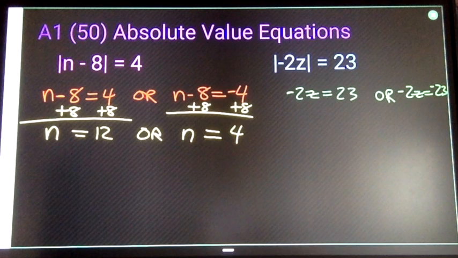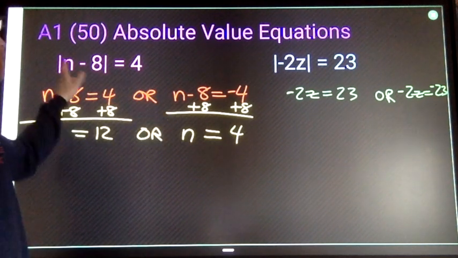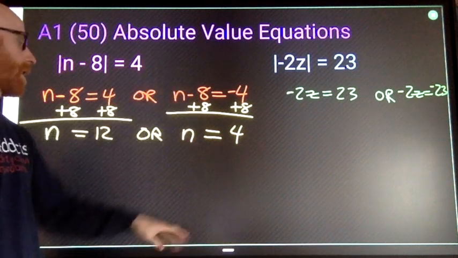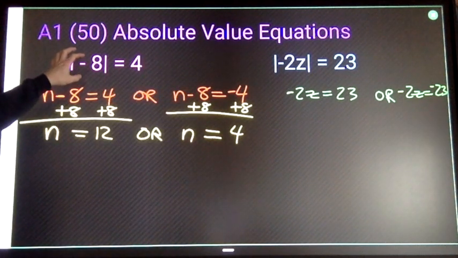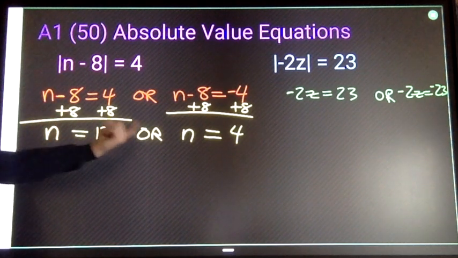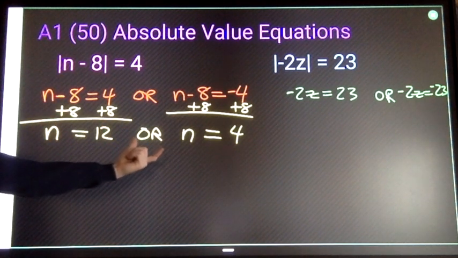All right, but checking this out, 4 minus 8 is -4. The absolute value of -4 is 4. All right, 12 minus 8 is 4. Absolute value of 4 is 4. The two possible things that n can be are 12 or 4.